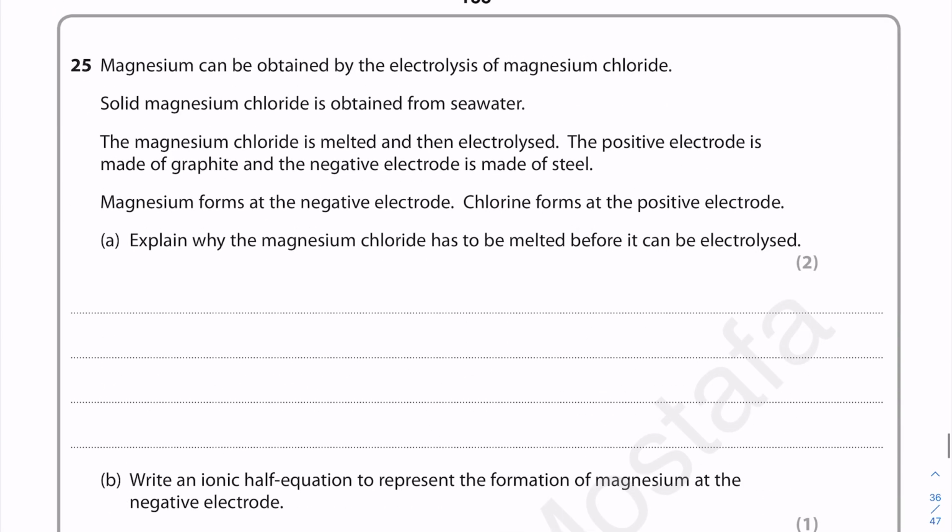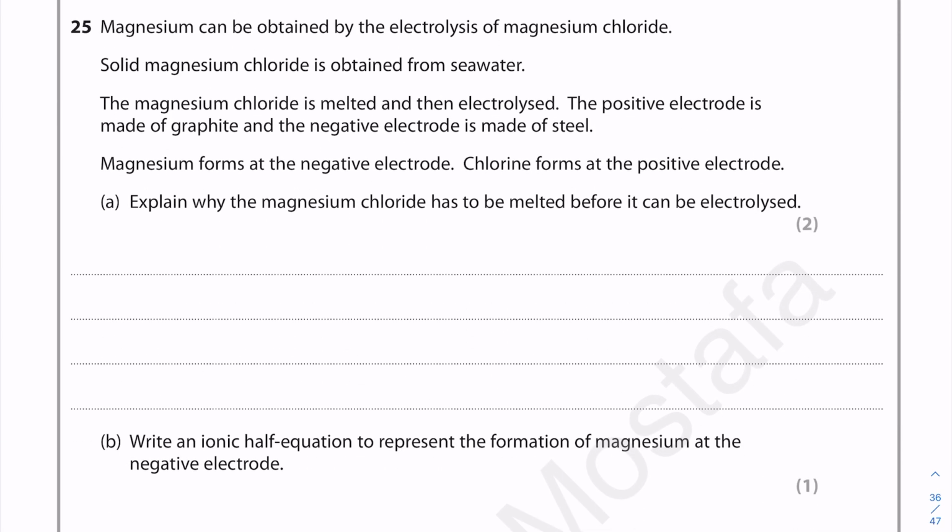Question 25. Magnesium can be obtained by electrolysis of magnesium chloride. Solid magnesium chloride is obtained from seawater. Magnesium chloride is melted and electrolyzed. The positive electrode is made of graphite and the negative electrode is made of steel. Magnesium forms at the negative electrode, chlorine forms at the positive electrode. Explain why magnesium chloride has to be melted before it can be electrolyzed.